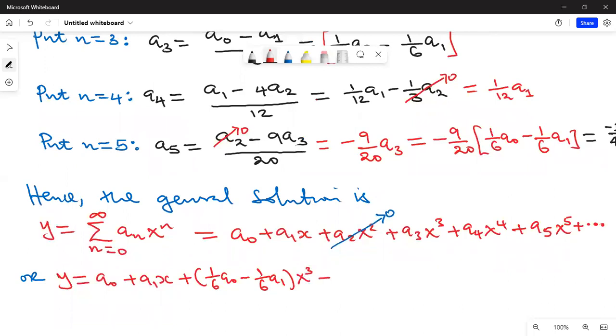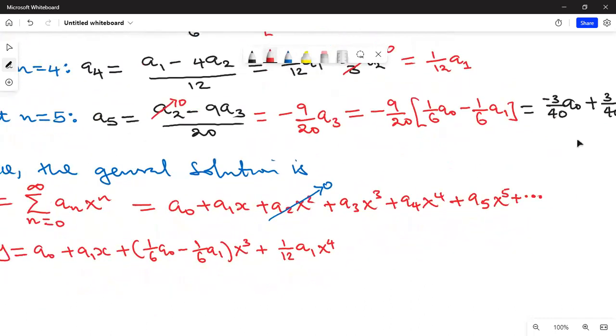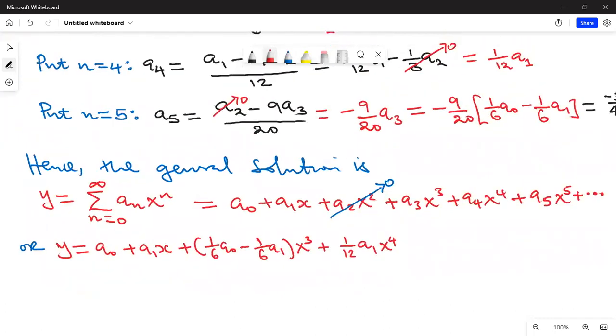A4, do we have it? Yes, plus 1 over 12 a1 x raised to 4. What about a5? We have the value here. It was negative 3 over 40 a0 plus 3 over 40 a1. So I'll have here plus negative 3 over 40 a0 plus 3 over 40 a1 times x raised to 5, plus so many other terms.